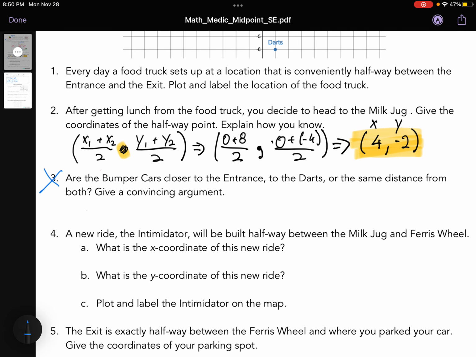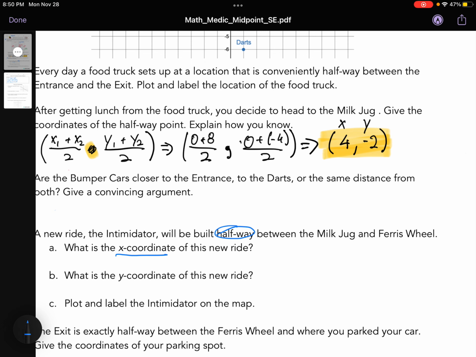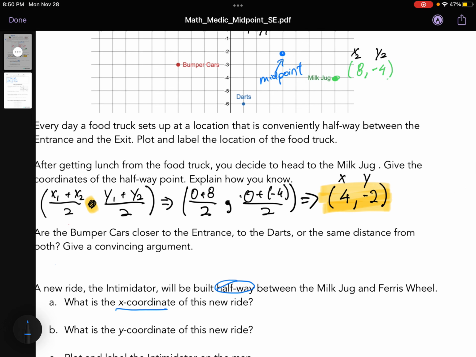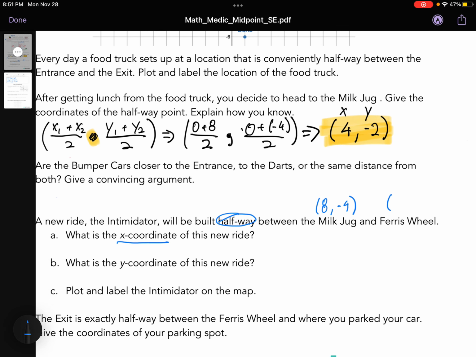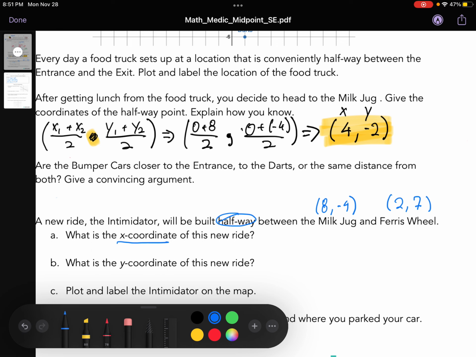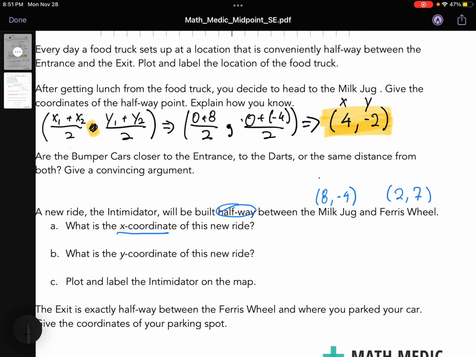What is the x coordinate of this new ride? Well, the new ride is halfway points, so we need to find the midpoints of the milk jug and the Ferris wheel. Fortunately, we know their coordinates. The milk jug is at 8 comma negative 4. And the Ferris wheel, I believe, is at 2 comma 7. If you want to find the midpoint, step number 1, every single time, label your points x1, y1, x2, y2.